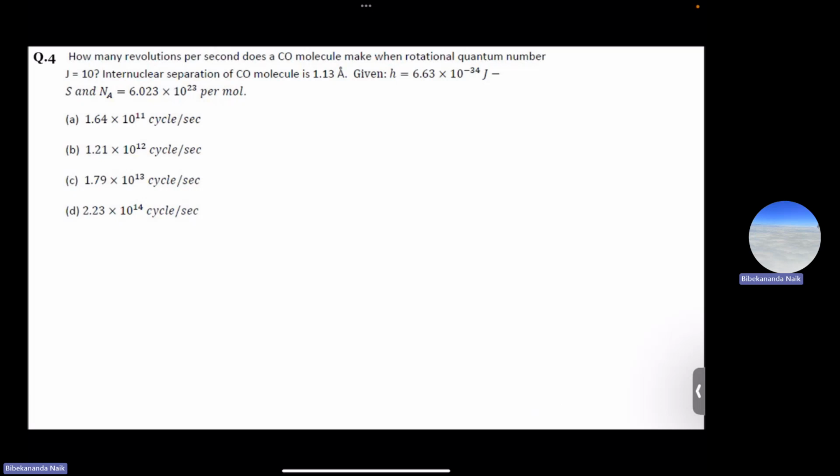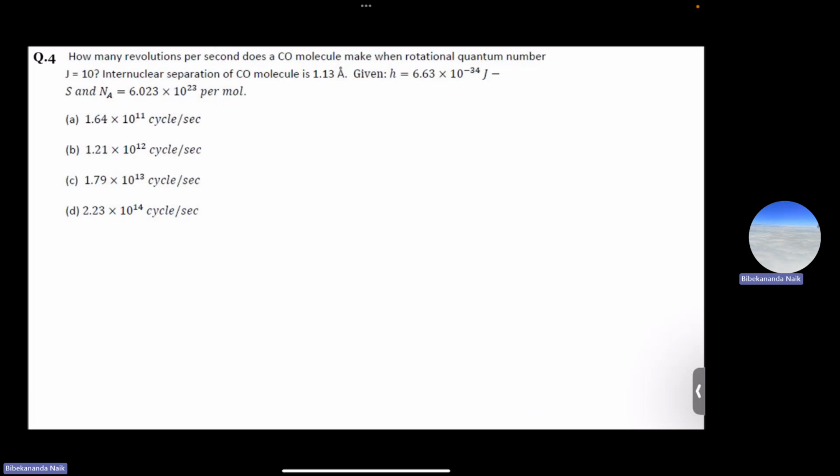We need to first calculate the reduced mass of the carbon monoxide molecule. Then, putting in the internuclear separation, we will calculate the moment of inertia. Using the moment of inertia, we will calculate the rotational energy, and from that rotational energy, we will calculate the rotational frequency, that is, revolutions per second. This question is pretty similar to the previous question, but here we need to calculate the rotational frequency.